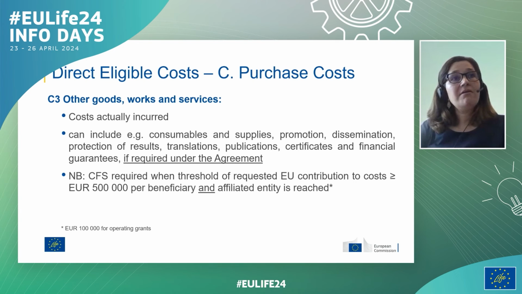Here I come to the third type of sub cost category, goods, works and services. I've already given you some examples. For example, the certificate on financial statements, translations, publications, campaigns, promotions, also consumables and supplies, which are not indirect costs if they are really specific to the action, otherwise they are covered by the flat rate. And the CFS will be requested if you request equal to or more than 500,000 EU contribution. And please note that this is per beneficiary and affiliated entity. For operating grants, the threshold is 100,000.